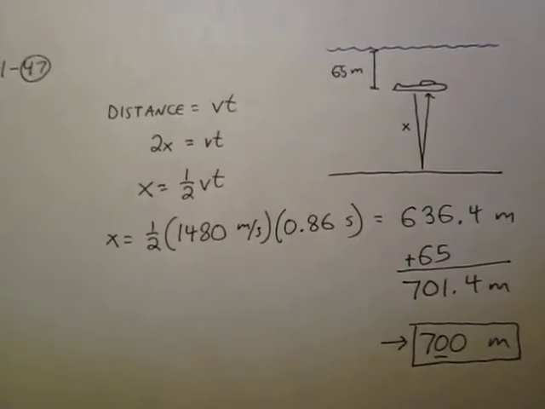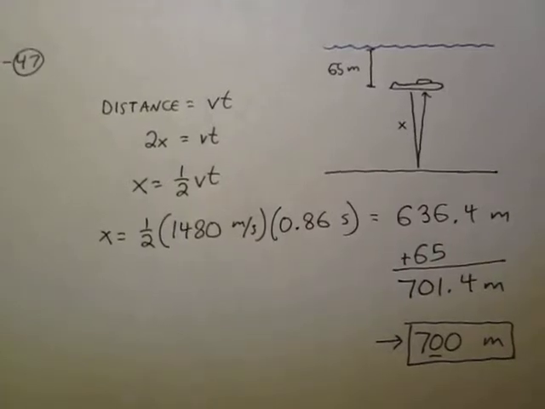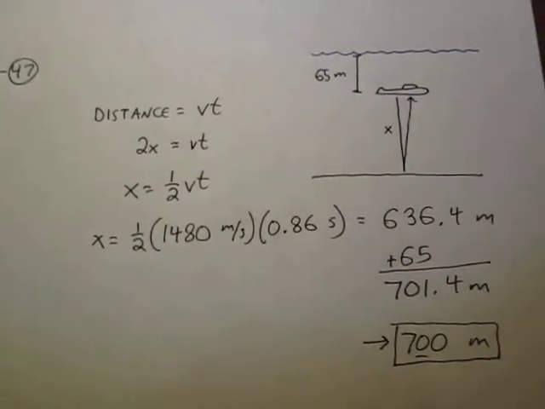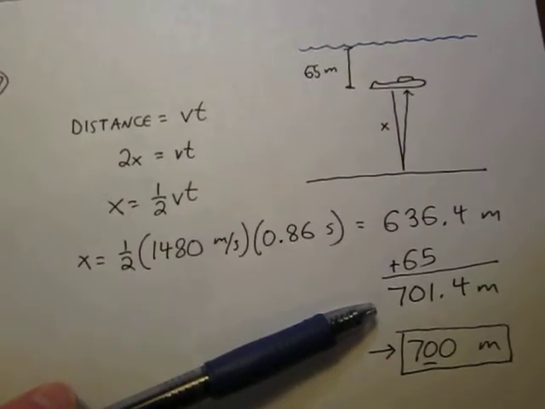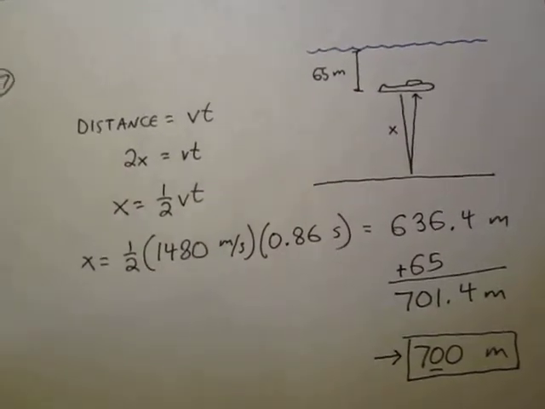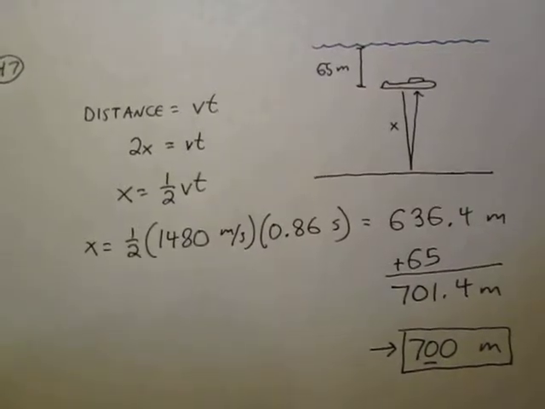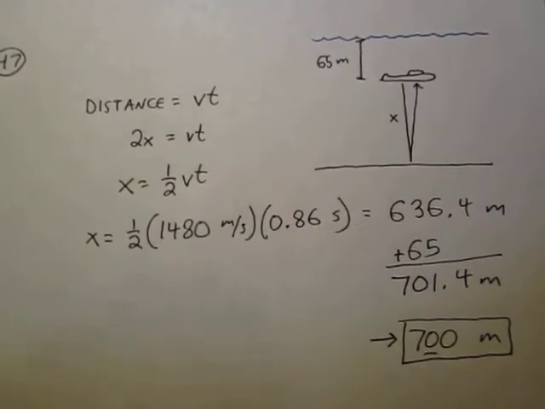So we have to add to it the 65 meters that the submarine is under the water. So when we add 65 to 636, we get 701.4 meters. And there were only 2 significant figures in this problem, so it's proper to round the answer off to 700 meters.